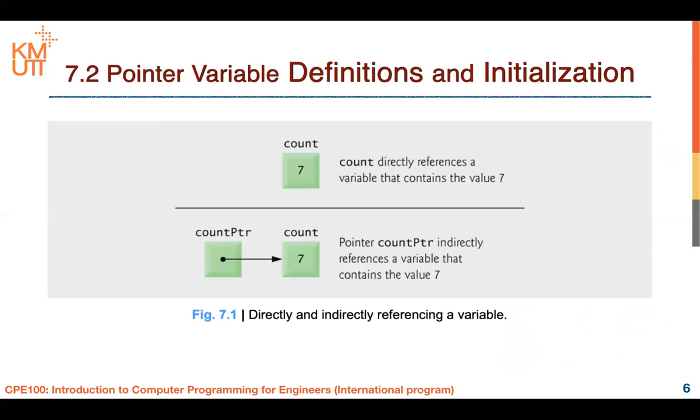For this example, if you define a variable count and count stores 7 as its value, right? It contains the value 7. And we also have a count pointer. Count pointer will refer to the address of count, which is a variable, right? Pointer countPtr indirectly references a variable that contains the value 7. This is the meaning of pointer. This is a pointer.